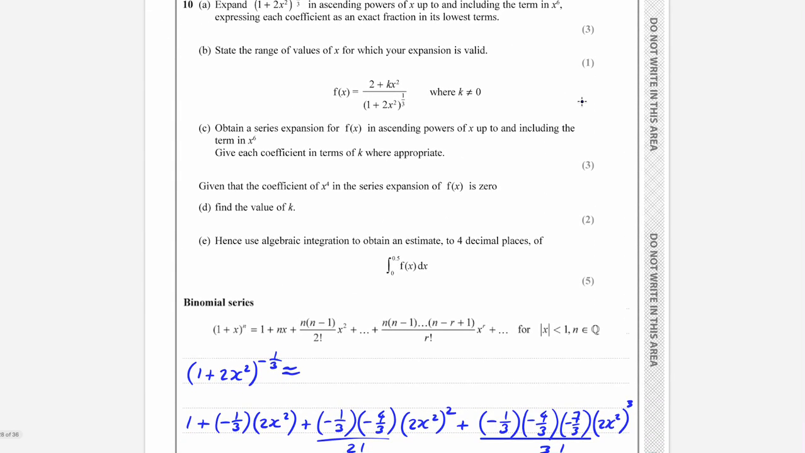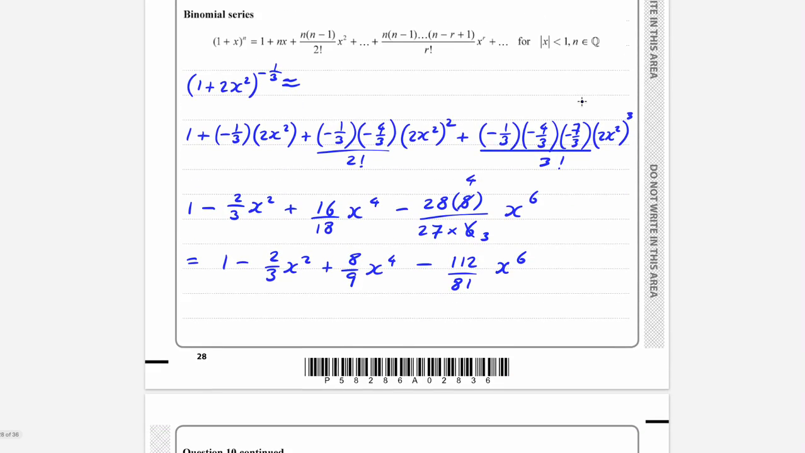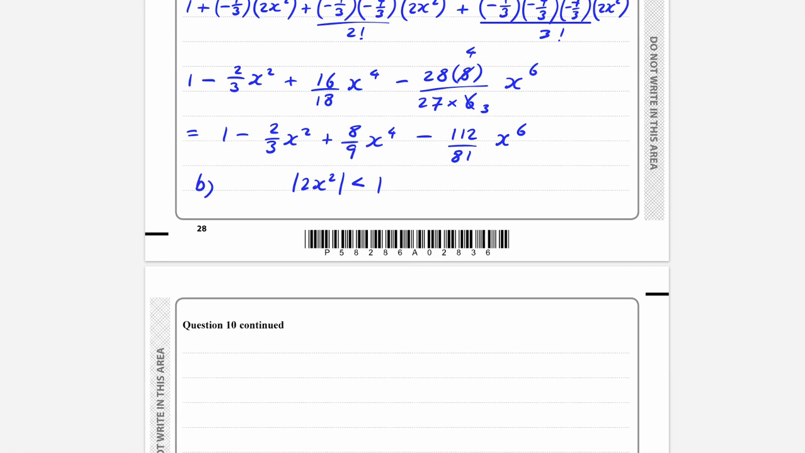Part B, state the range of values of x for which the expansion is valid. Okay, the expansion is valid. This is part B. The expansion is valid for this, guys, is where x is less than 1, or the modulus of x is less than 1, but our x is 2x squared. So it's where the modulus of 2x squared is less than 1. And that is the same as where, okay, I'll just move down here. The modulus of x squared is less than 1 over 2.